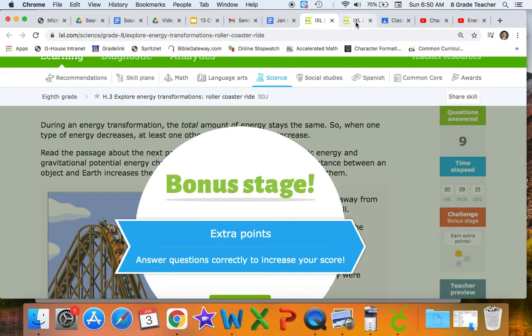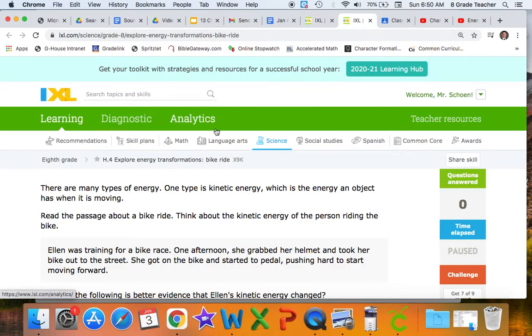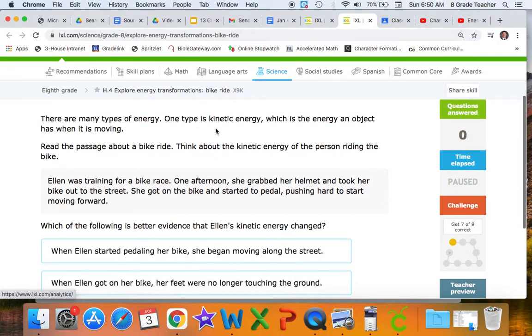We're going to go over to H.4, which is the energy transformations of a bike ride. There are many types of energy. One type is kinetic energy, which is the energy of an object when it is moving. Read the passage about a bike ride. Think about the kinetic energy of the person riding that bike.